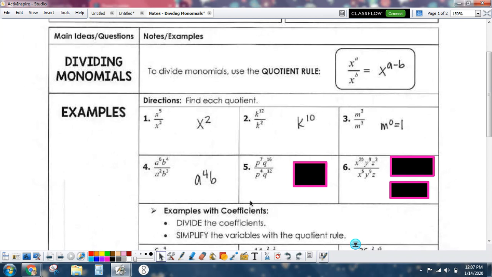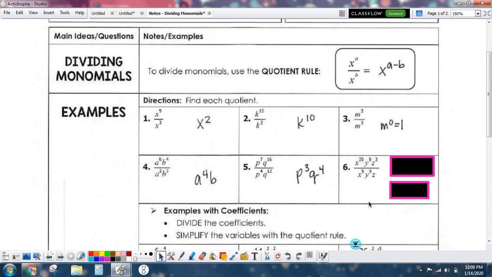For number 5, it's the same process. Do the p's, subtract those exponents. The q's, subtract those exponents. So we're going to start with 7 minus 4. 7 minus 4 is 3. And then 16 minus 12, and that's going to get you 4. So we have p to the 3rd power, q to the 4th power.